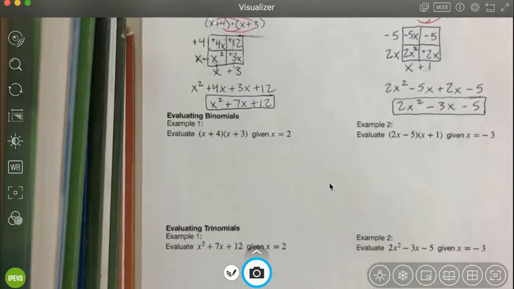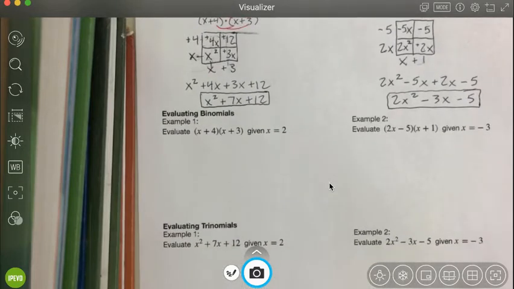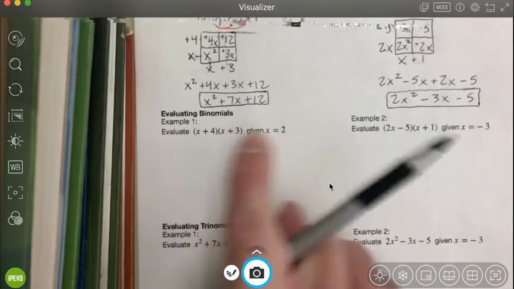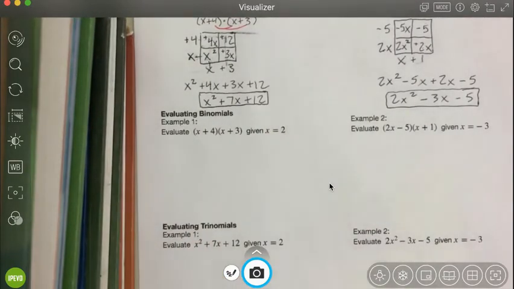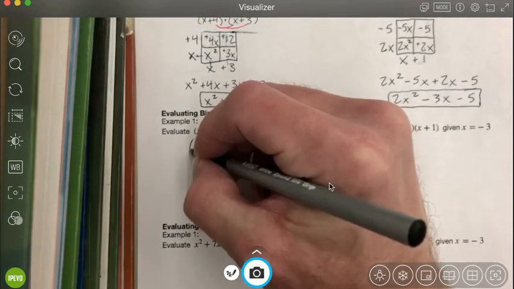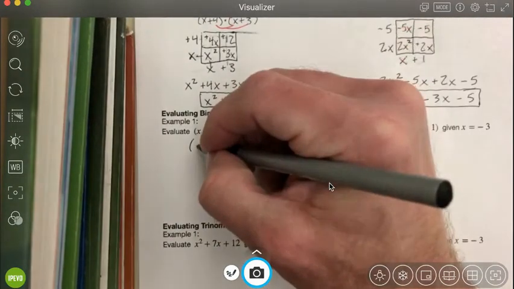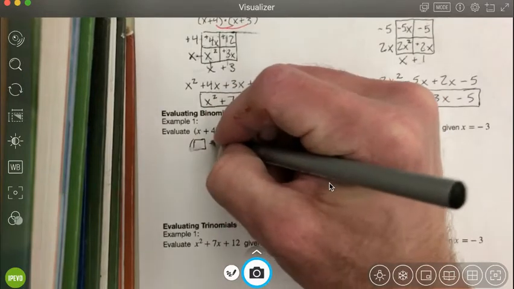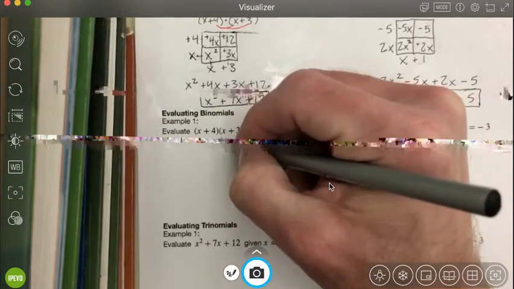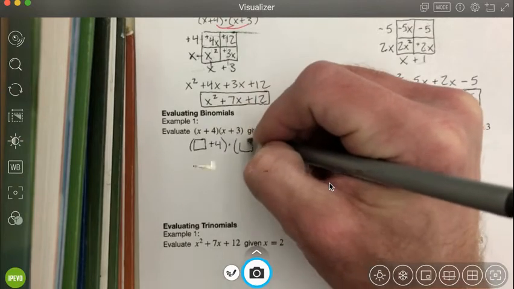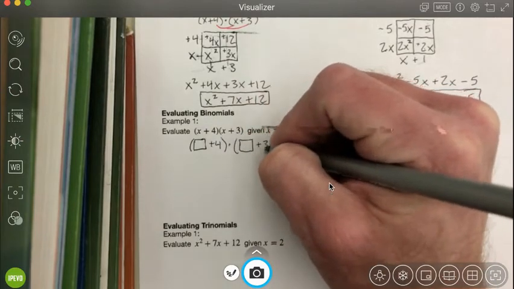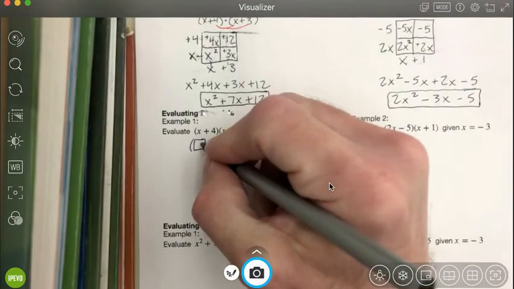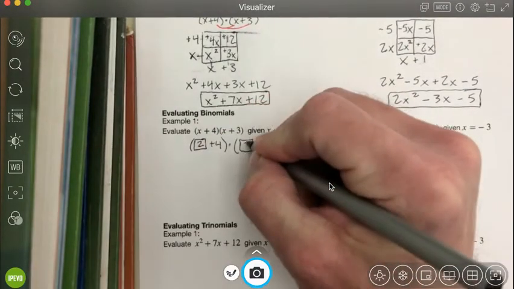All right. And then real quick, when I say evaluating binomials, here I'm giving you an expression, I'm giving you a value for x. So in this case, think about we've got x plus 4 times whatever x is plus 3. Well, we know that x equals 2. So 2 is going in my boxes.